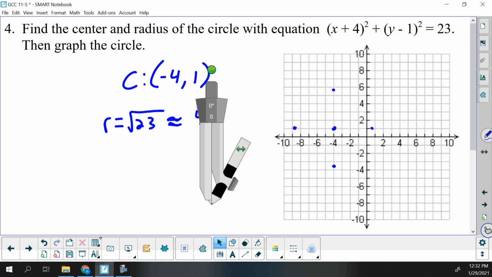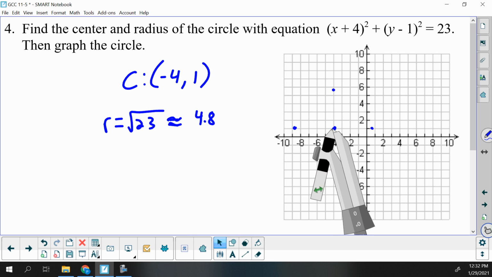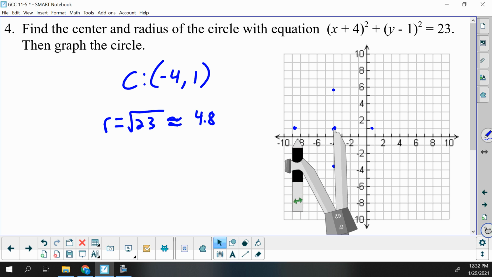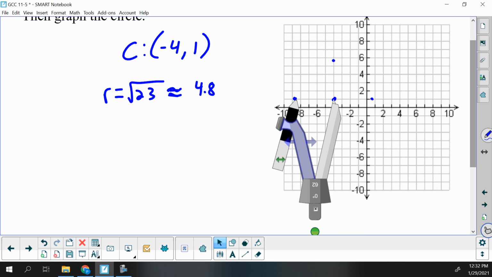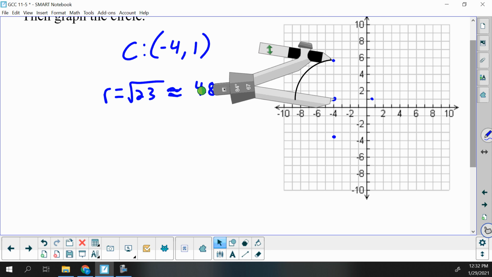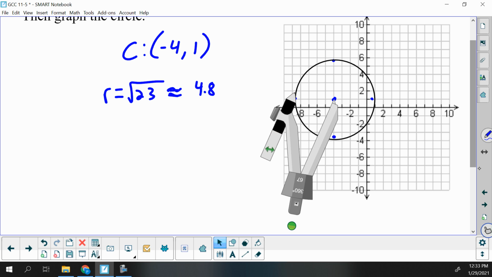Once you have that, we'll go back to the compass. Put your point on the center again. Put your pencil on our points on the circle and draw in your circle. And again, it's tough on the smartboard. Hopefully it's a little easier for yours. It should be a little bit better going through those points.